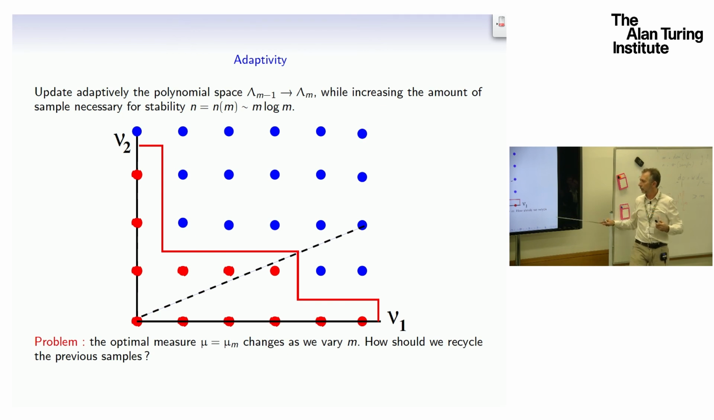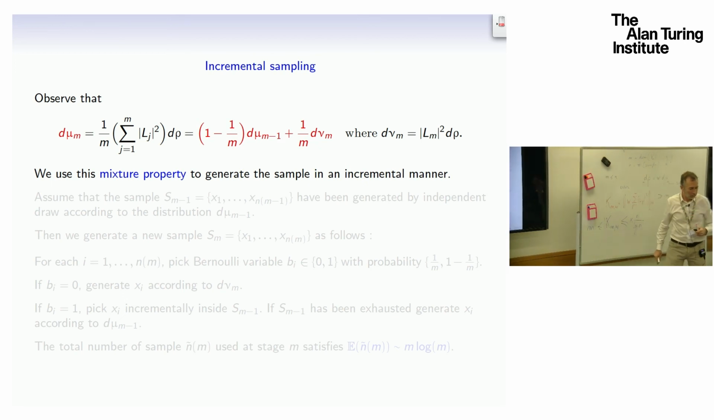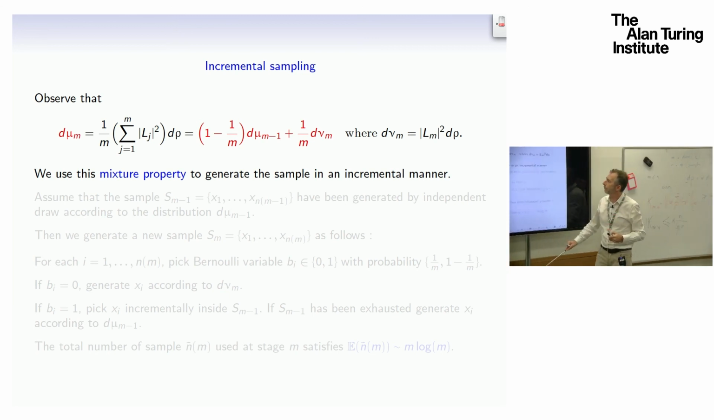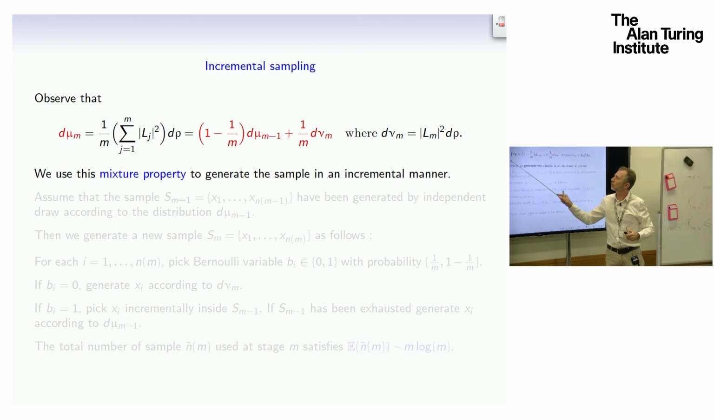And in that case, this can be done in a very simple way, but I was pretty slow to understand this, just by the following remark. If you look at this measure, which is given by this, you see that it's just a mixture, a barycentric combination, of the previous measure, where you didn't have the m-th element, and an update, which is given by this. So you can use this property to generate the sample in an incremental manner.